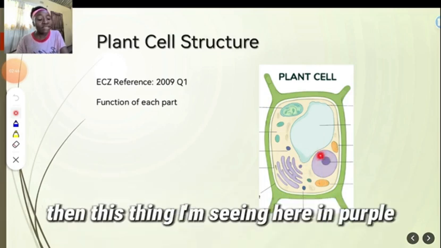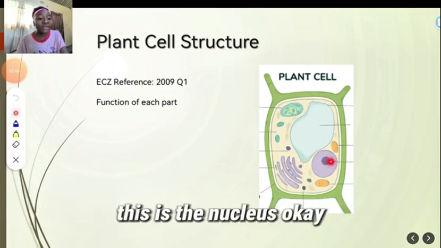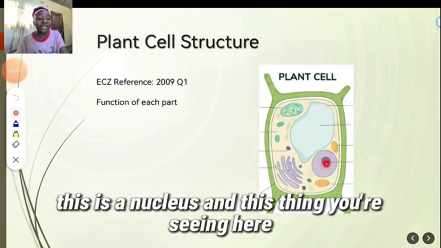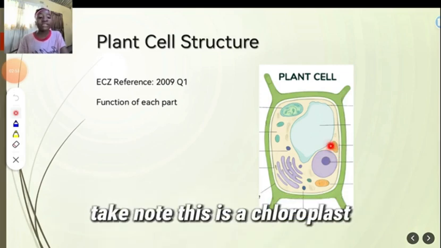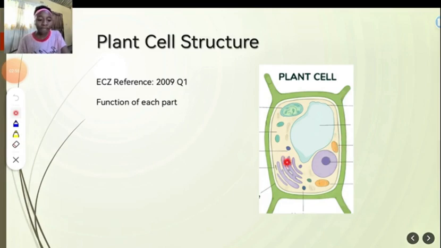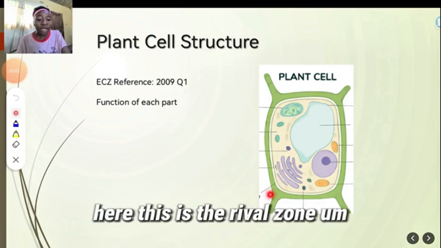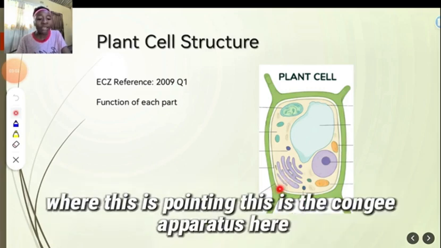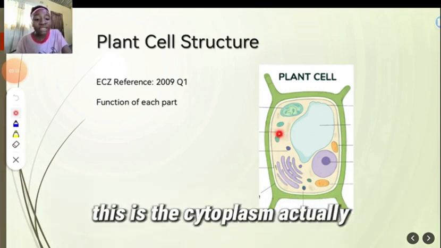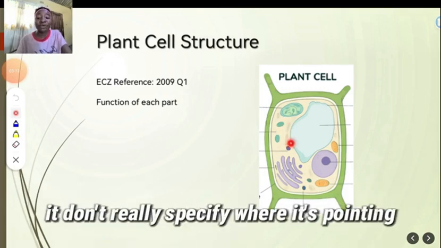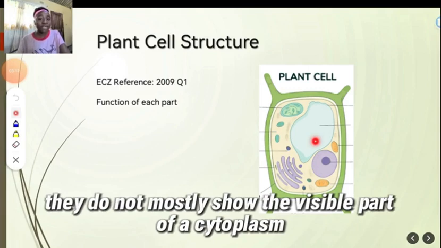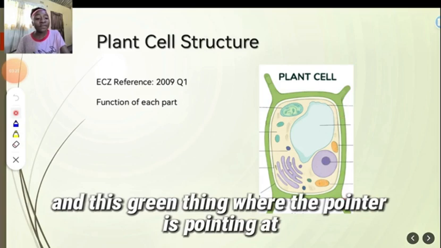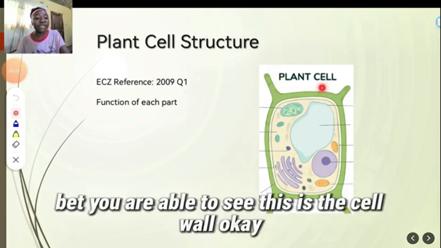Okay, then this thing you're seeing here in purple, this is the nucleus. And this small thing where this pointer is pointing at, take note, this is the chloroplast. Here, this is the ribosome, while this is pointing, this is the Golgi apparatus. Here, where this pointer is pointing, this is the cytoplasm. Actually, it won't really specify why it's pointing, because mostly with plants, they do not mostly show the visible part of a cytoplasm.